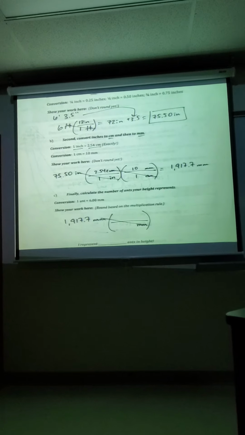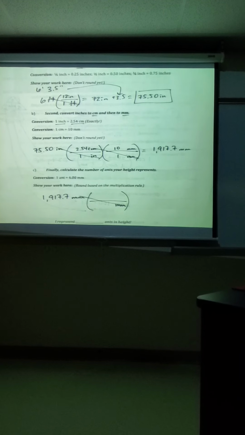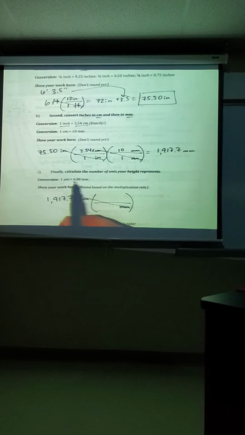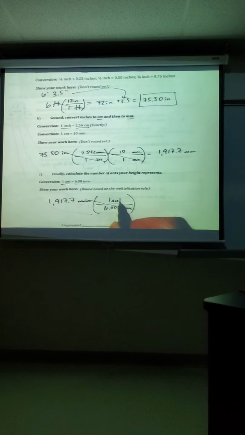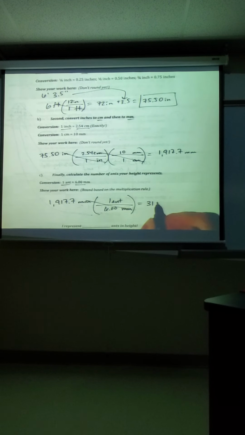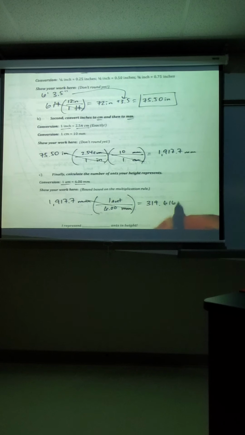This is just a completely random example of unit cancellation. We know that every 6 millimeters is 1 ant. So take our number, divide by 6, and we're going to get, for me, 319.6166 ants and some change in our calculator. Obviously this is way too complex of an answer.